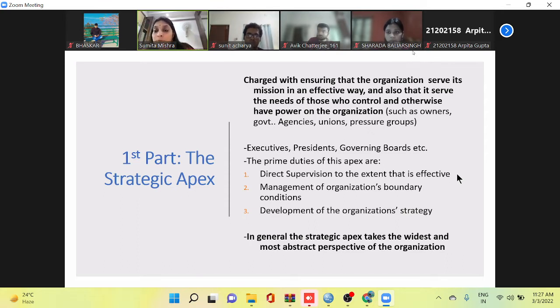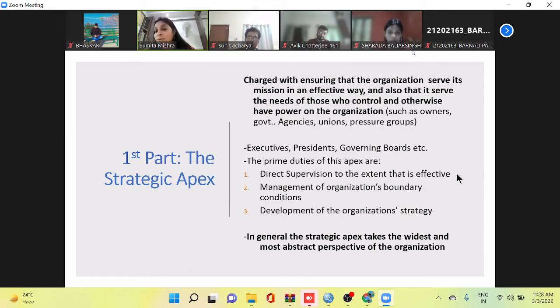So what I'm trying to say here is, who addresses the needs of all of these stakeholders, such as government, customers, unions, agencies, and the pressure groups? It is the responsibility of the strategic apex. Which brings us to the next question: who would be the members of the strategic apex? As I've written here, executives, presidents, and governing board members are the members who populate the strategic apex.